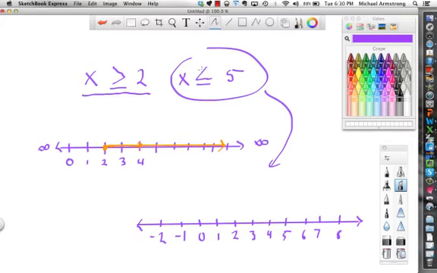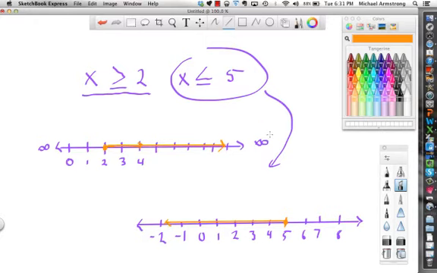But this says x is less than or equal to 5. 5 is right here, so it could be equal to 5. Or it could be less than 5, and that includes everything in this direction. This is the less than direction. This is how we would graph this.